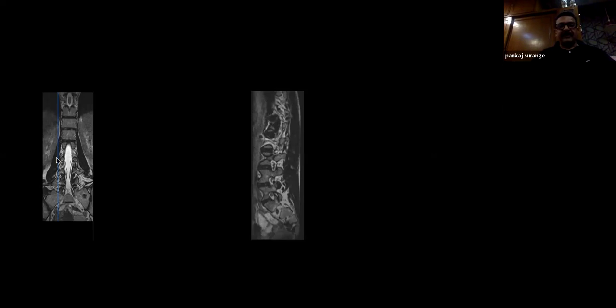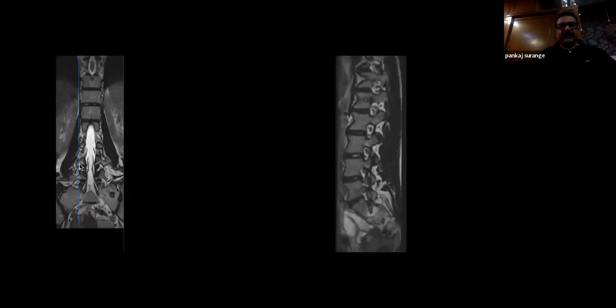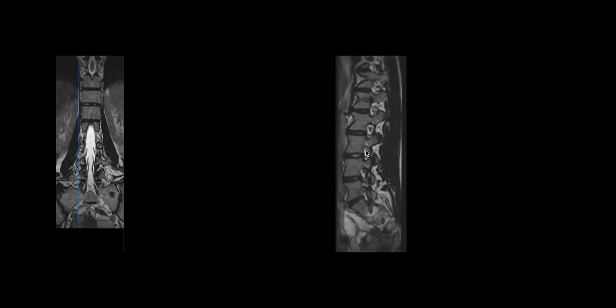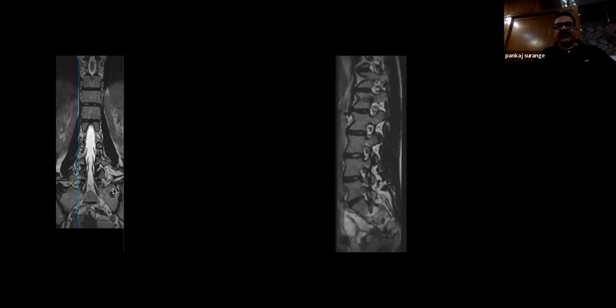So right is extraforaminal. As we go towards the foramen, as we take the section from the foramen, now you can see the foramen clearly. Okay, you can see what root is this? Exiting. Very good, exiting root. Okay, suppose there's a foramen herniation. What will happen? In that case, you will see the herniation over here, and it may be compressing the exiting root over here.